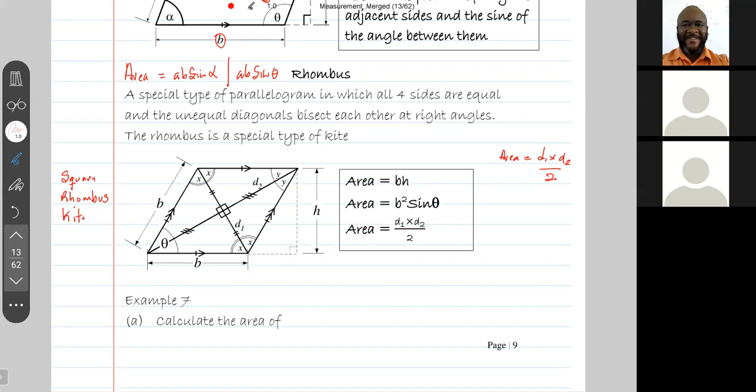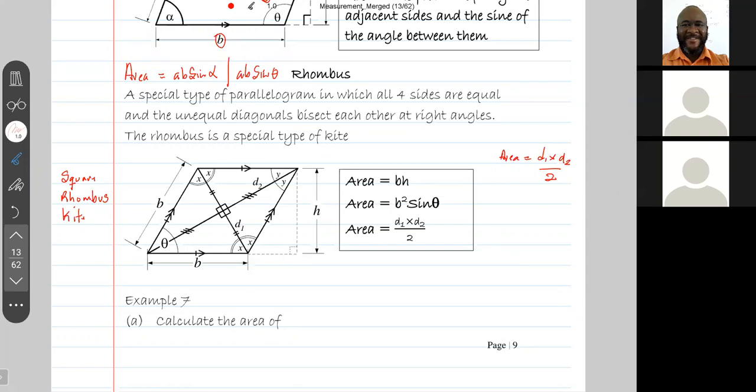Guys, can anybody tell me what is the difference between a square and a rhombus? Who can point out just one or two differences between the square and the rhombus? Anybody? All right, you don't have to point it out. I can point it out.